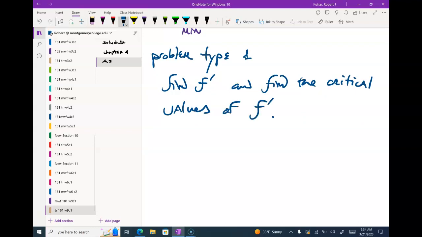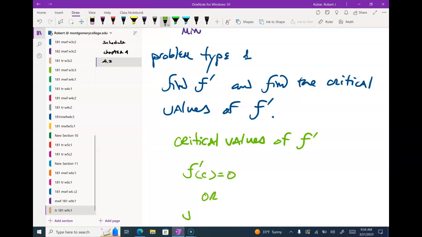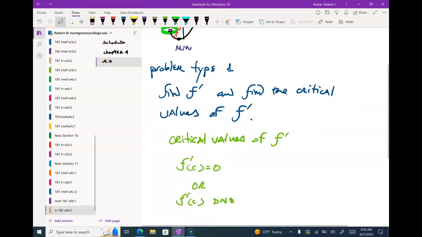What does that mean? It means, yeah, that's why we've been factoring so much, because I need to find the zeros, right? So the critical values of f prime: f prime of c equals 0, or f prime of c does not exist. So the critical values mean when is my derivative 0 or when does my derivative not exist.